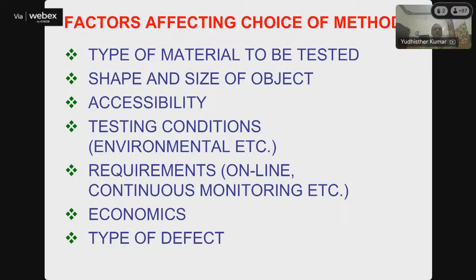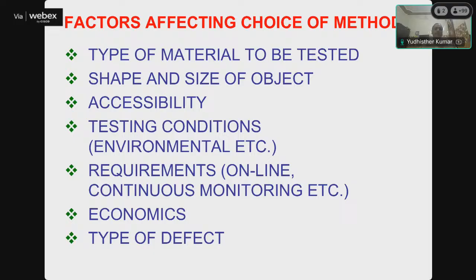The choice of method depends on various factors. First is the type of material to be used, whether it is porous, metal, wood, or whatever it is. It depends on the material to be tested. Then shape and size of the object, and accessibility, whether it is accessible from one side or both sides of the test object.